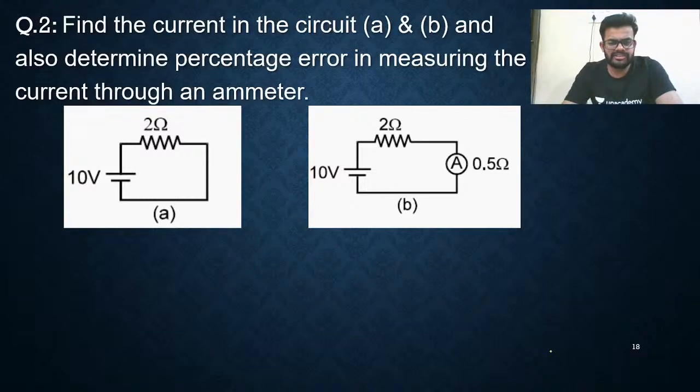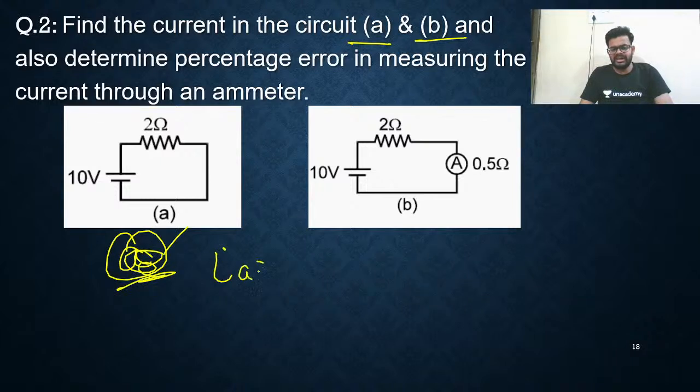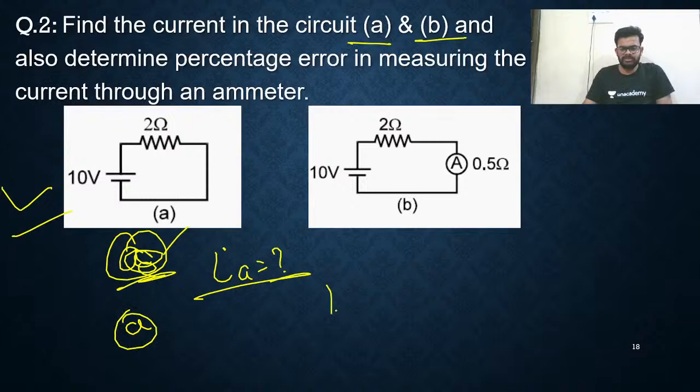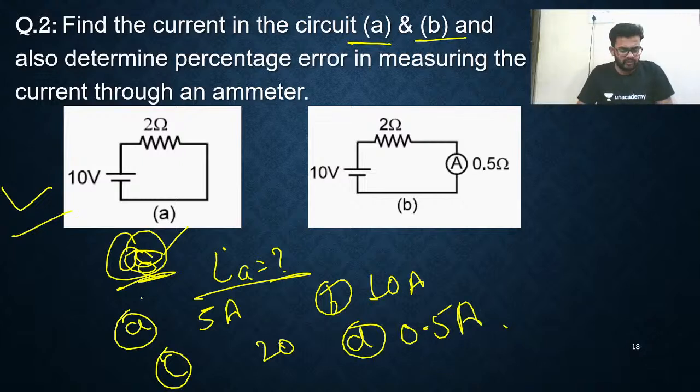Now these are two circuits in front of you. Question: find the current in A and B both. First, I am writing for A. Current in A, you tell me. The four options are 5 ampere, 10 ampere, 20 ampere, or 0.5 ampere. Which of the following is the correct answer? For the first diagram, what is the current?